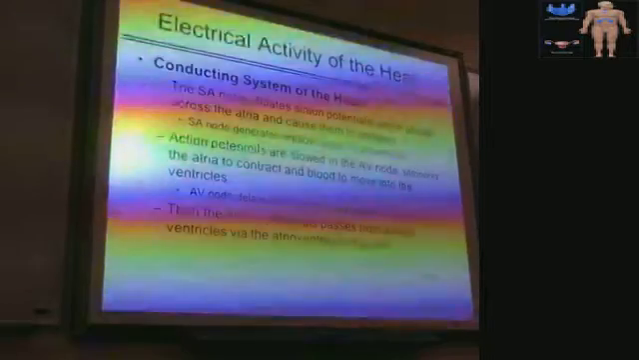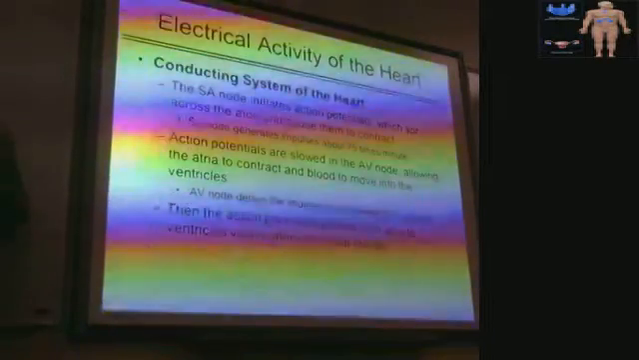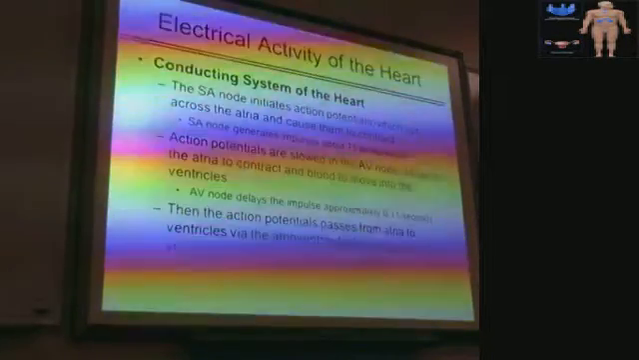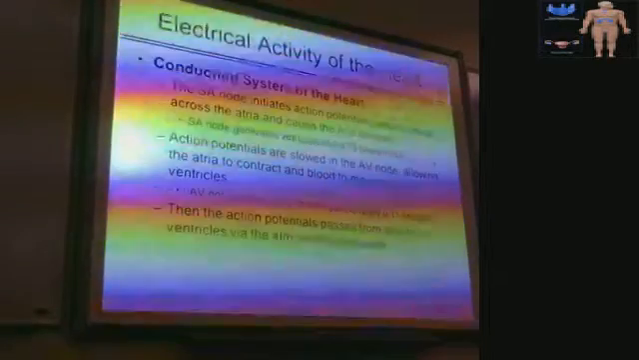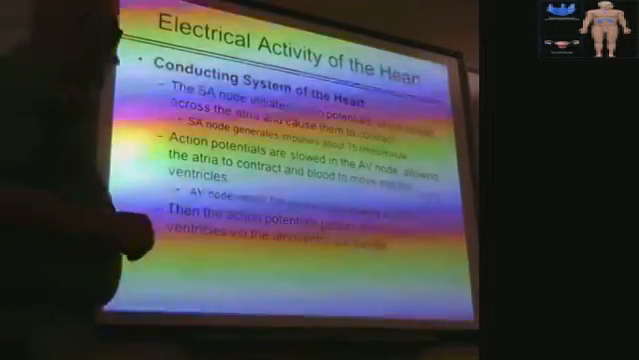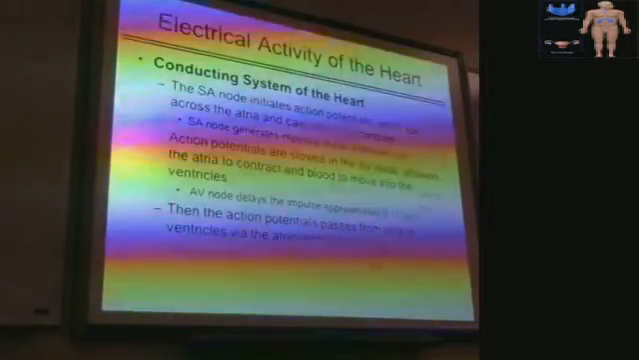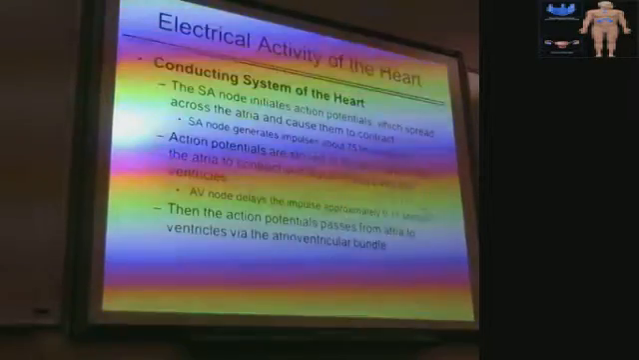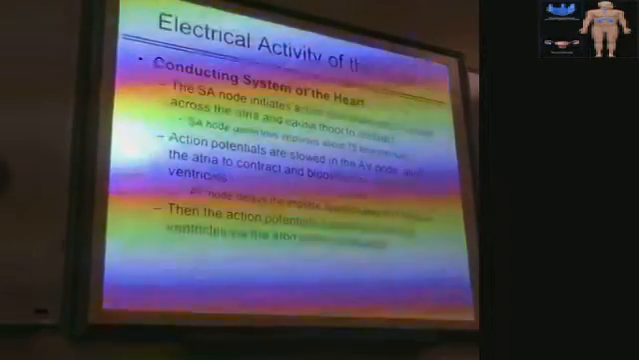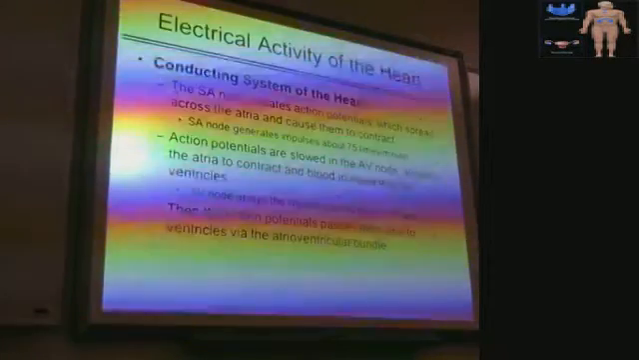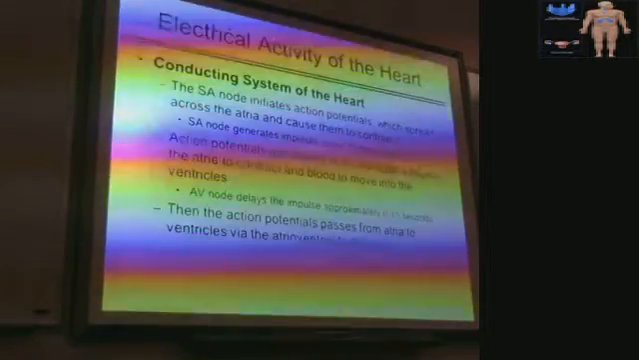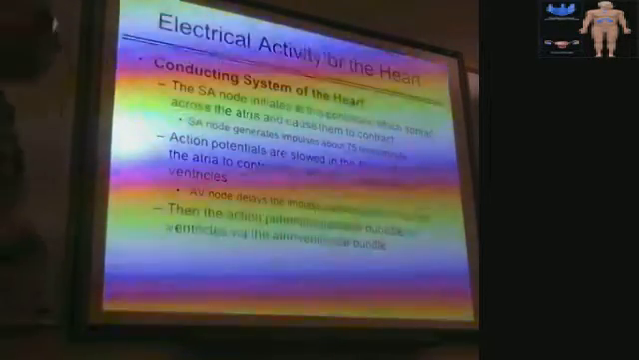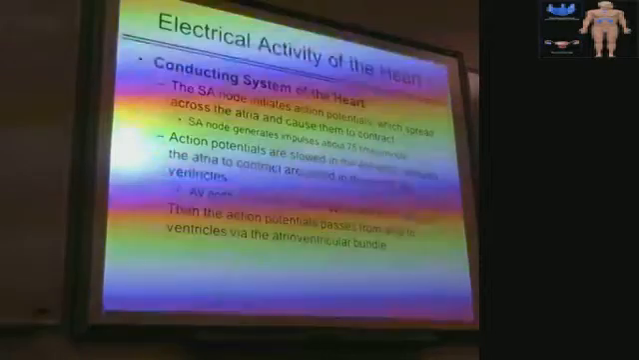Action potentials are slowed in the AV node, allowing the atria to contract and the blood to move into the ventricle. The AV node delays the impulses for approximately 0.11 seconds, so it's a very quick action. Then the action potentials pass from the atria to the ventricles through the AV bundle, the atrioventricular bundle.